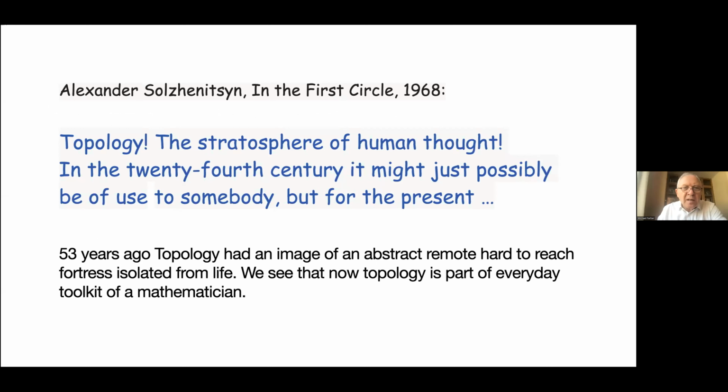My time is nearly over, so I want to finish with a citation from Alexander Solzhenitsyn. In one of his books in 1968, he wrote, "Topology, the stratosphere of human thought. In the 24th century, it might just possibly be of use to somebody. But for the present," so you see that 50 years ago, topology had this image of a very abstract, remote, and difficult part of mathematics. And people like Solzhenitsyn, very talented people, thought that it is an interesting theory, but remote from real life. But in fact, we see that now it's not.